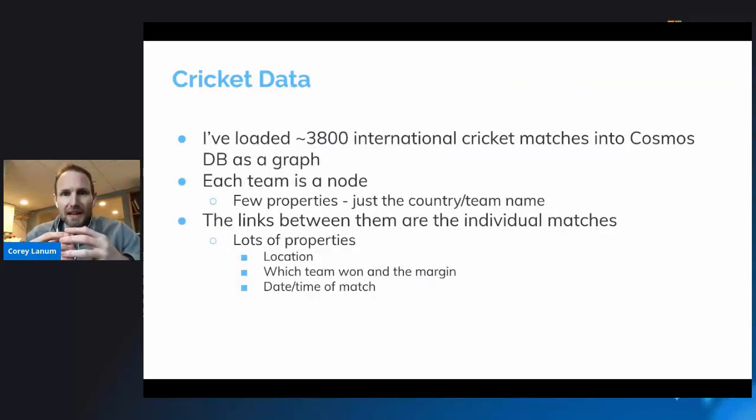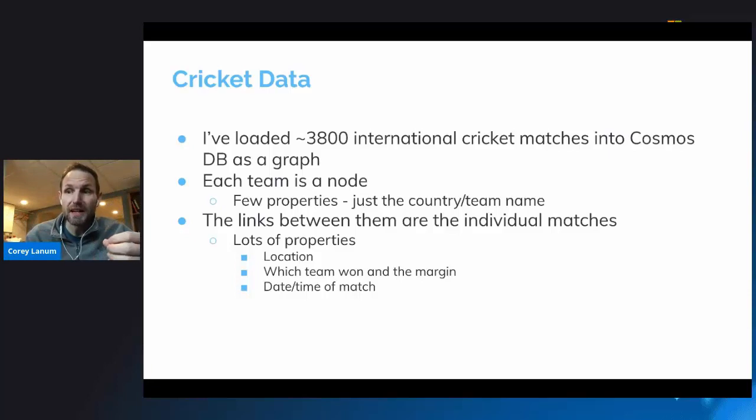So by doing so, I've created an example where I've taken data from cricket matches. Now, I'm an American. Cricket doesn't mean a whole lot to me. The concept of wickets and runs and innings and outs and all of that doesn't really ring true to me, but I don't have to understand it. Basically, the data is about 3,800 different international cricket matches. I've taken all of that data and put it into CosmosDB as a graph. So the nodes themselves are the teams that are playing, and there aren't that many properties on each team, just the team name itself. Where most of the enrichment of the data comes from is from the links.